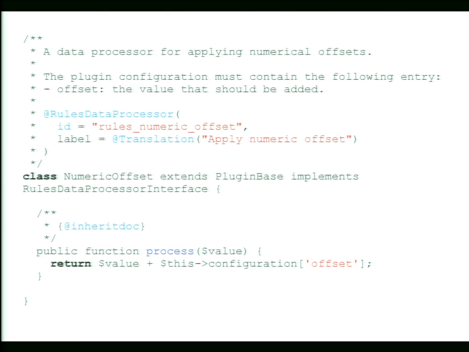And I guess you have seen this: when you have an action that requires a number, you can also use the data selector to select, for example, the count of users or whatever you have stored there. But the numeric offset would allow you to just add a number as an offset to that.